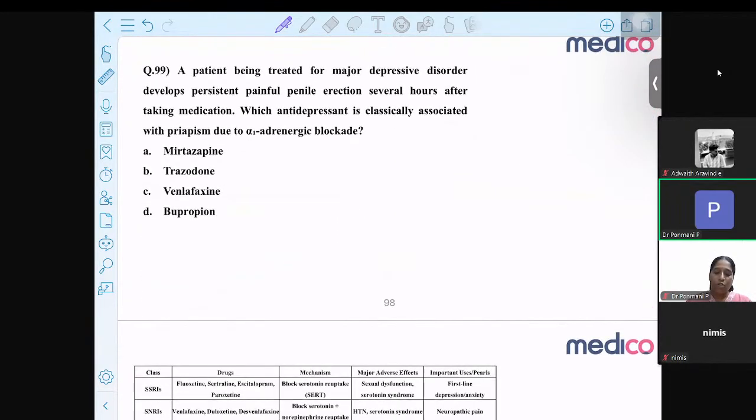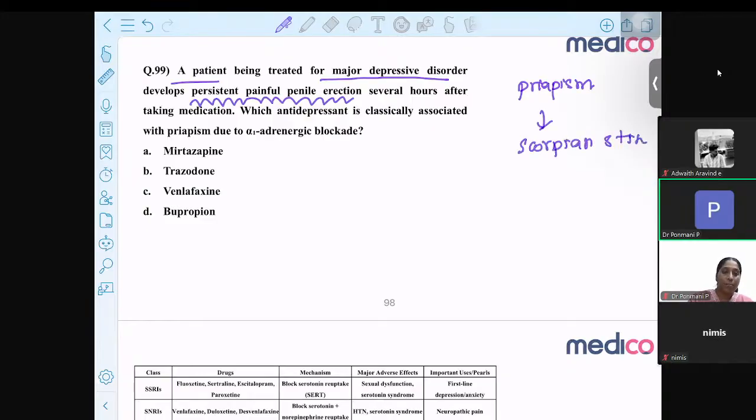So now coming to our next question. A patient is treated for major depression and he develops persistent painful penile erection, priapism. We saw this yesterday in scorpion sting. Do you remember? And what is the antidote we gave for scorpion sting? We gave prazosin here. Okay, so just leave this aside. Now we will come back to the question.